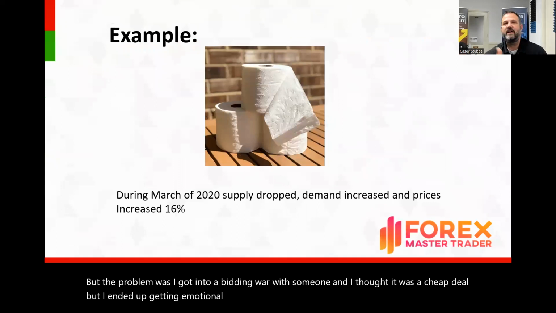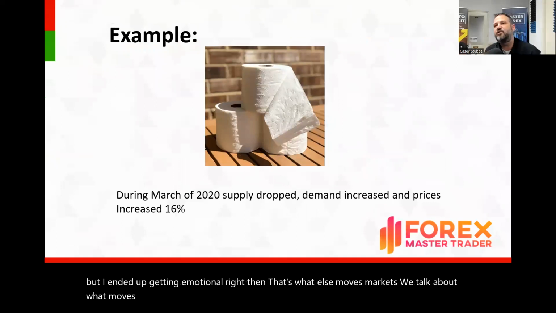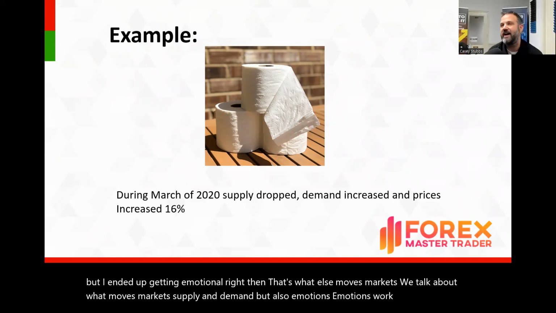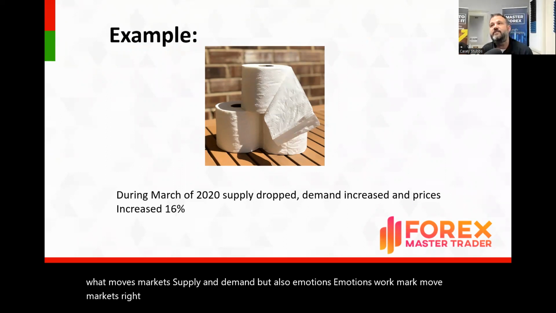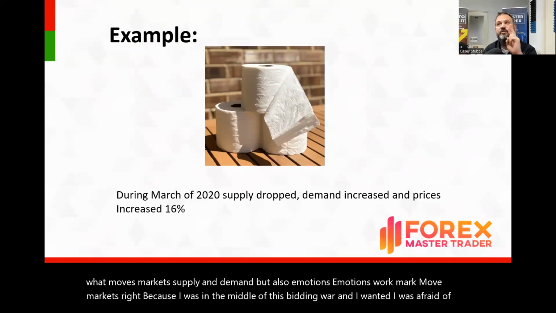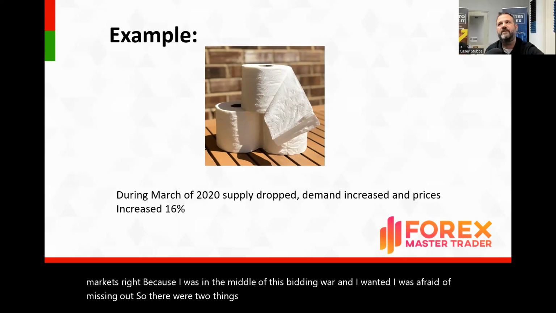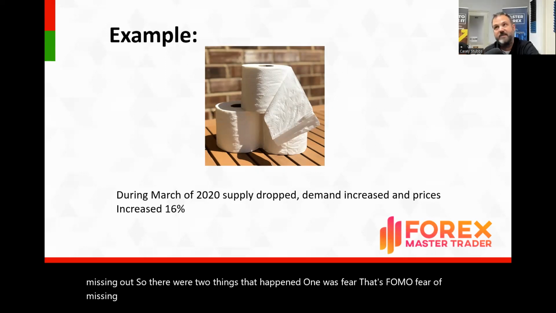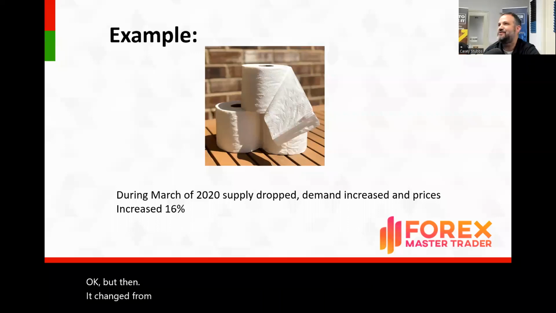That's what else moves markets. We talk about what moves markets, supply and demand, but also emotions. Emotions move markets, right? Because I was in the middle of this bidding war, and I was afraid of missing out. So there were two things that happened. One was fear. That's FOMO, fear of missing out. I was afraid that I was going to miss a great deal. But then it changed from fear to competitive to greed, right?